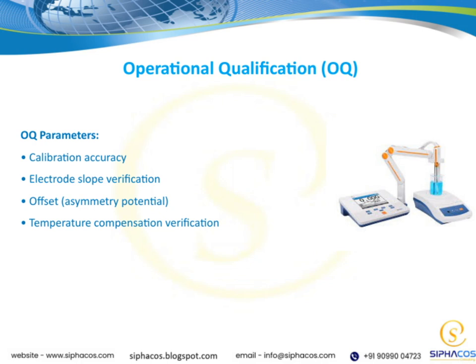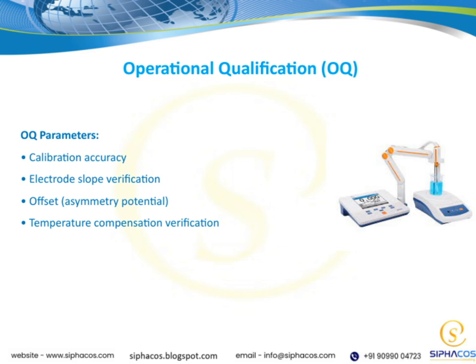systems are functioning correctly. When we perform OQ, we focus on several key parameters. First, calibration accuracy. This is about making sure our instruments are providing precise measurements. It's essential because accurate calibration underpins the reliability of all our results.